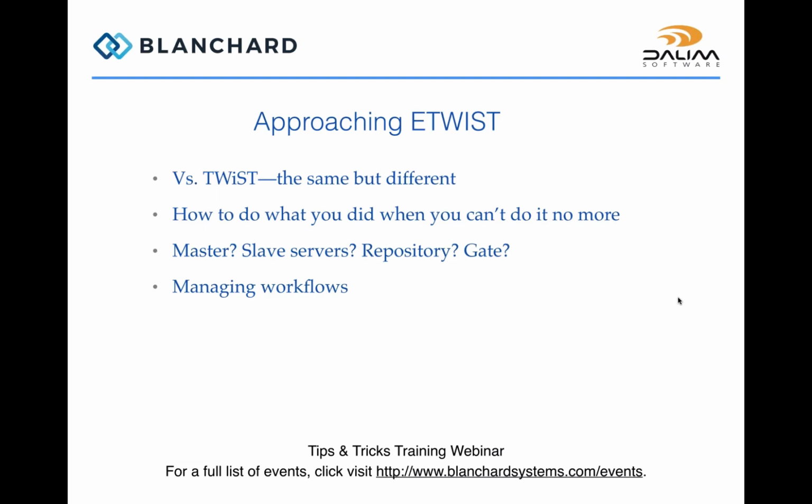And the whole notion of how things are configured, with twist, you have a cluster, you got 2 twist servers or 3, but there's a master, and you got the slave servers, and you got the repository and the gate. ETWiST, that stuff really doesn't exist, except for the repository, but even he's a different animal. The way you manage workflows is totally different.